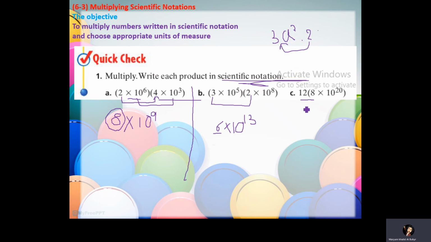So that is 12 times 8, just to multiply them. That is 96. So that is 96 times 10 to the power 20. I hope you understand the scientific notation, so I can start my problem 3.